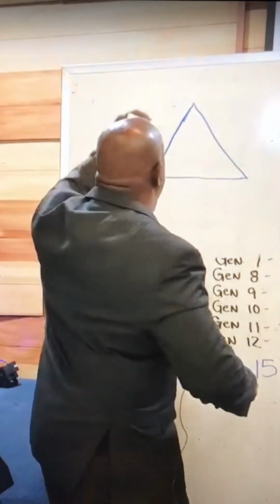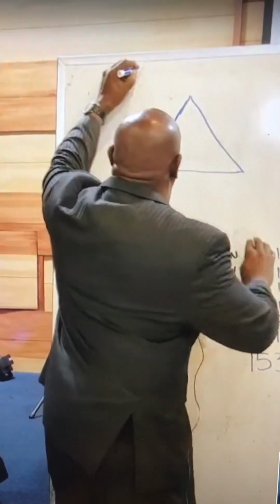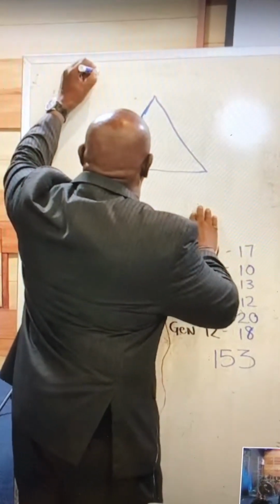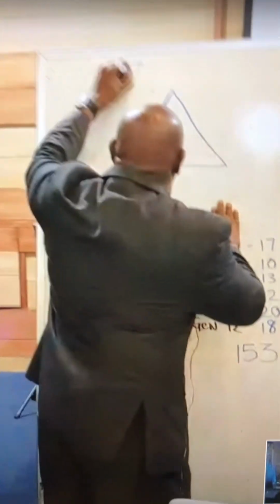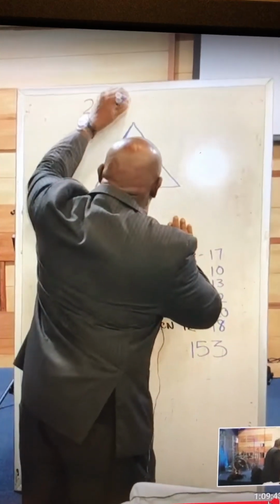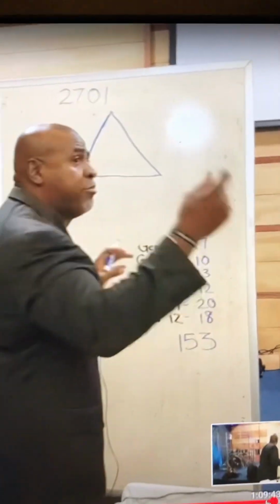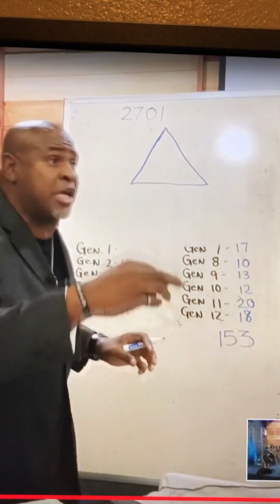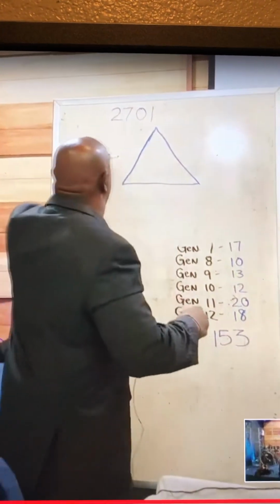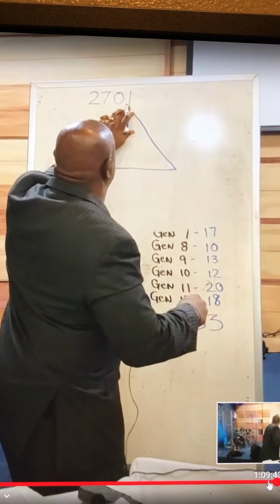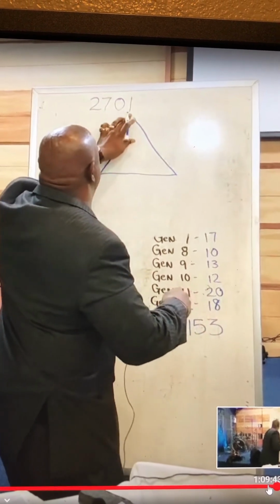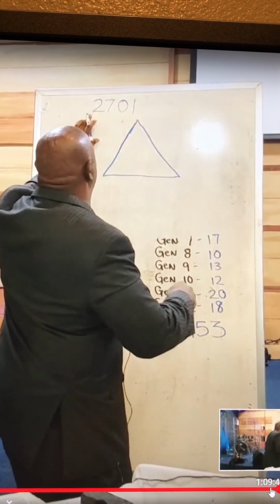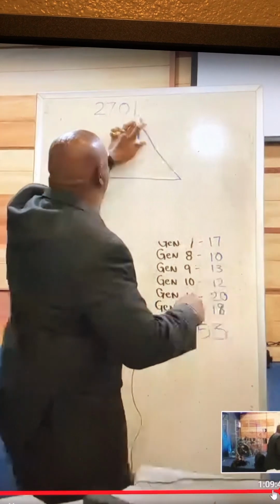The numerical value of Genesis chapter 1 is 2701. That means every letter, Bereshit, Bara, Elohim, Et, Hashamayim, Va'et, Haaretz, is 28 letters, okay? But each word has a numerical value, and the numerical value of all 28 of those letters is 2701.